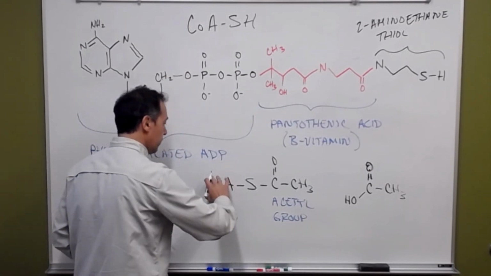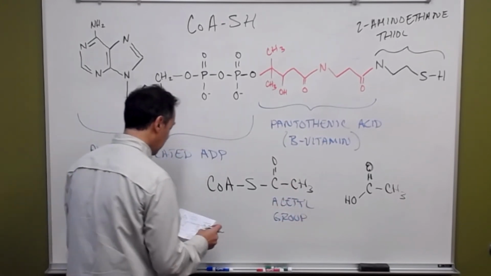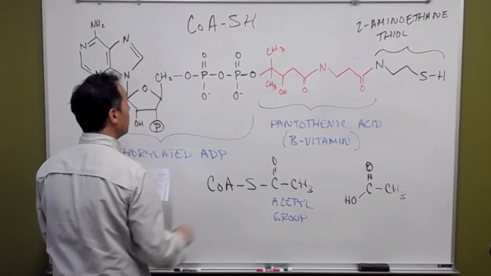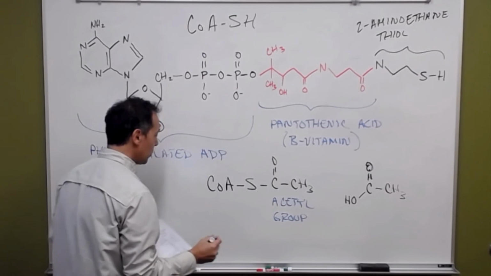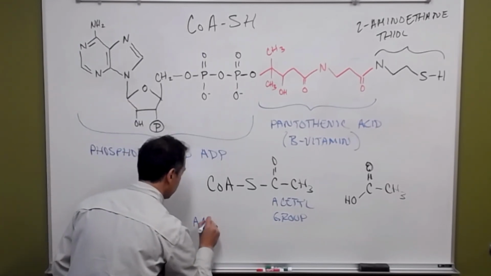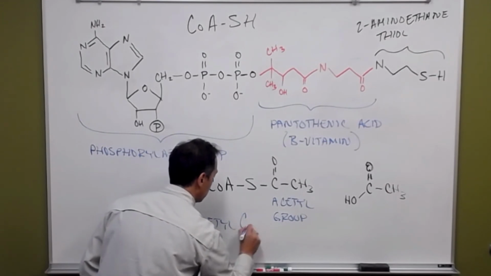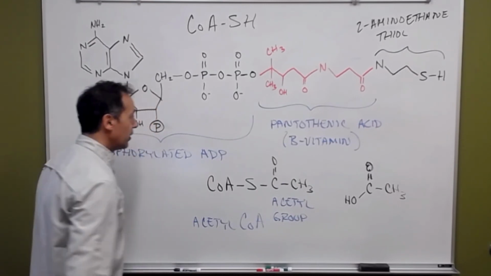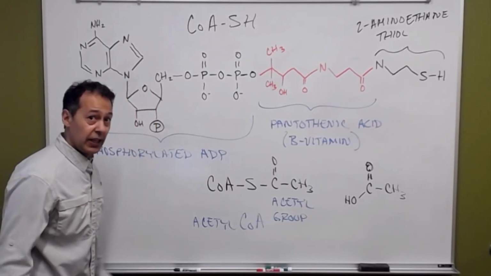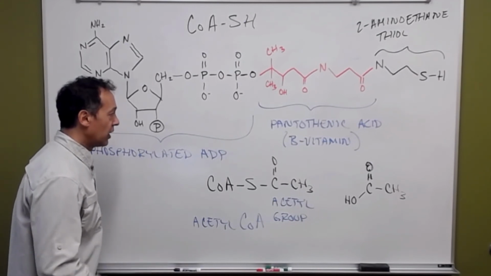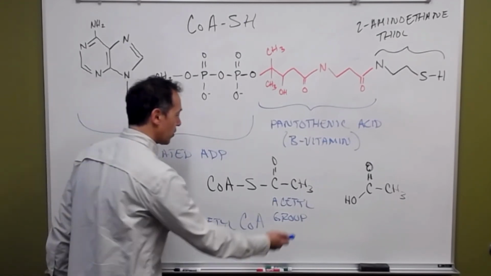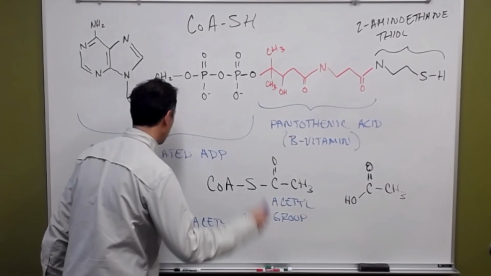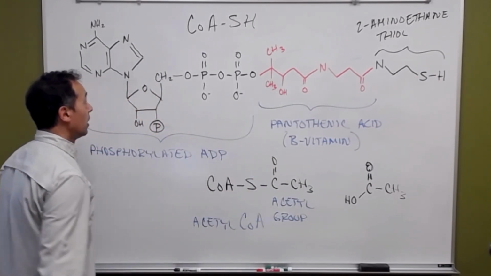So if we attach the acetyl group like this, then this has a new fancy name. Instead of being coenzyme A, it becomes acetyl CoA. Acetyl coenzyme A. All right, and this is another molecule involved in biochemical energy production. Its job is to transfer acetyl groups, and it is derived from a B vitamin. Those are the things to remember about coenzyme A.